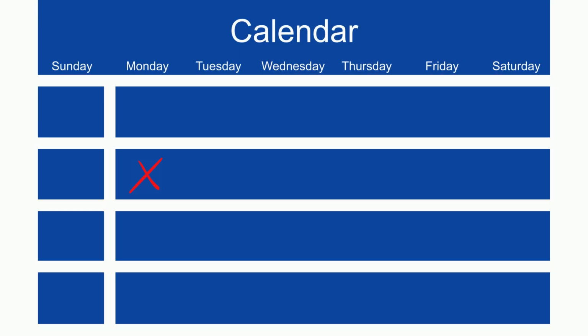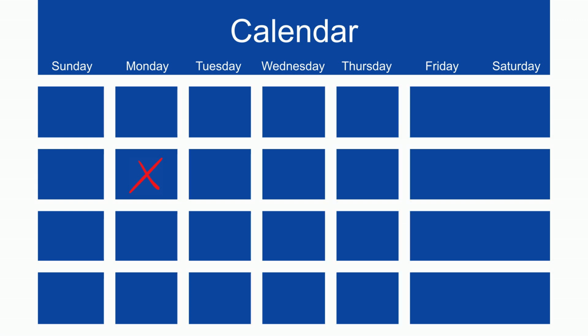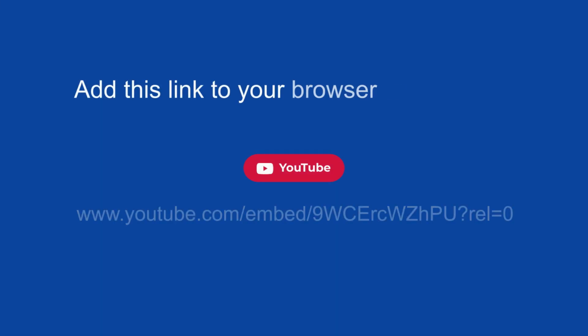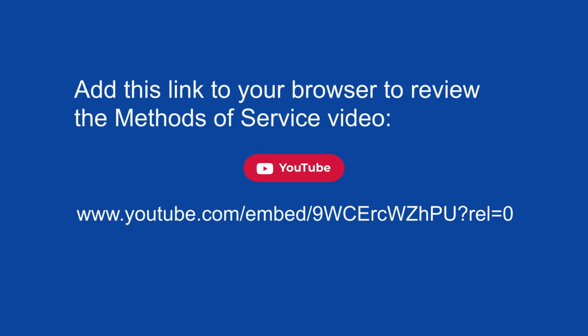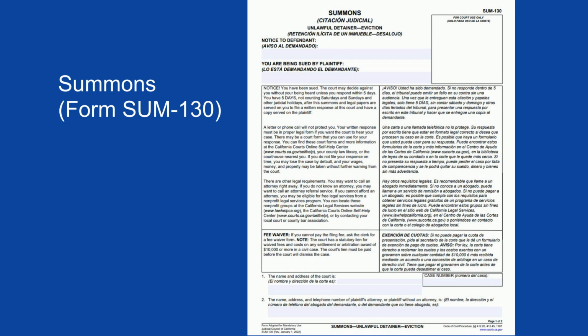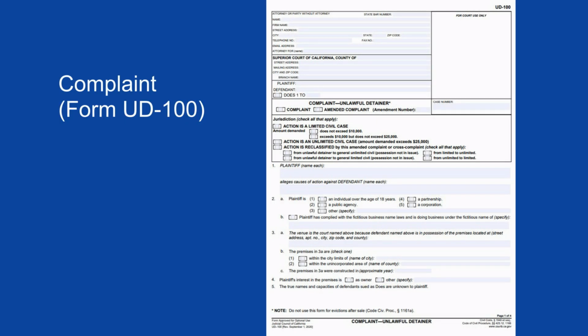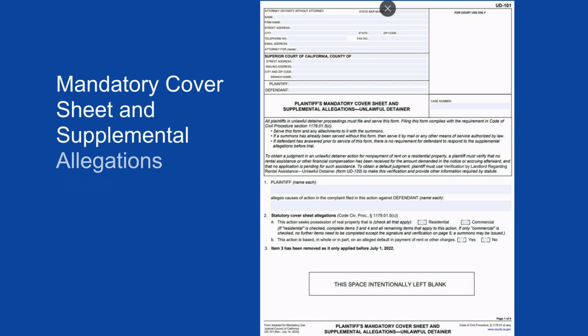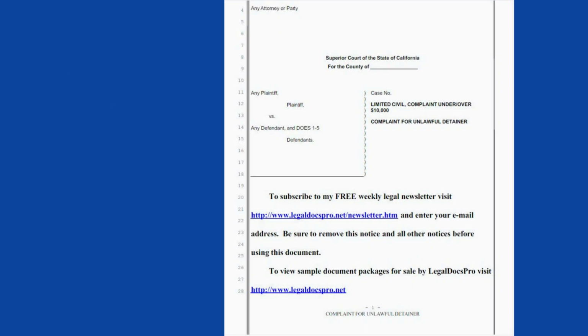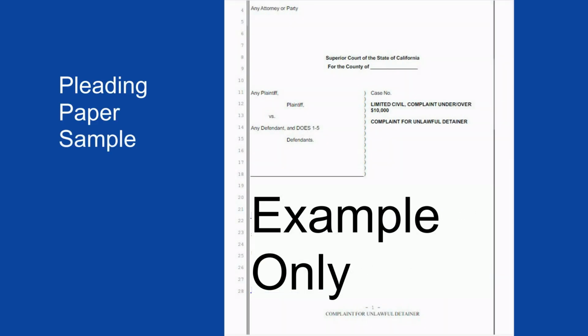How much time you have to file your answer depends on how you were served. Add this link to your browser to review the methods of service video. You will need the summons, Form SUM 130, complaint, Form UD 100, and mandatory cover sheet and supplemental allegations, Form UD 101, to help you complete your answer. Sometimes, the plaintiff will use pleading paper, which is not a court form, and it will look a little different, but the same information will apply.